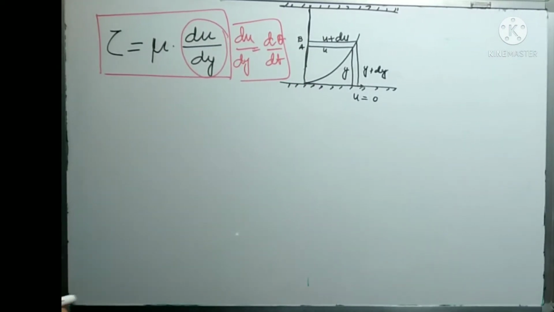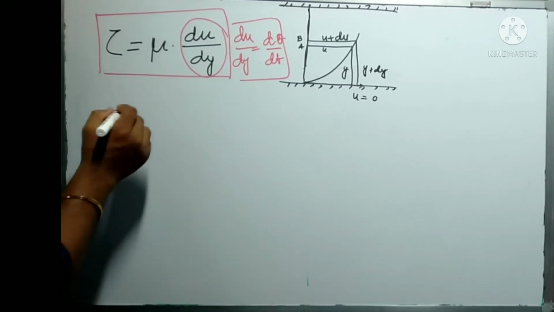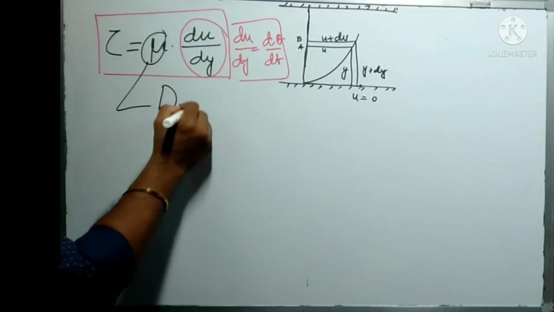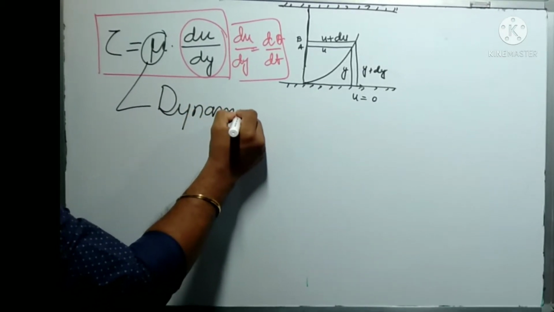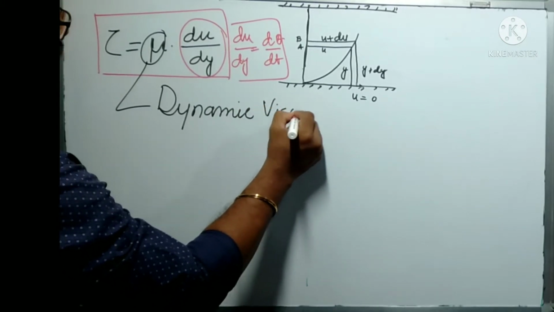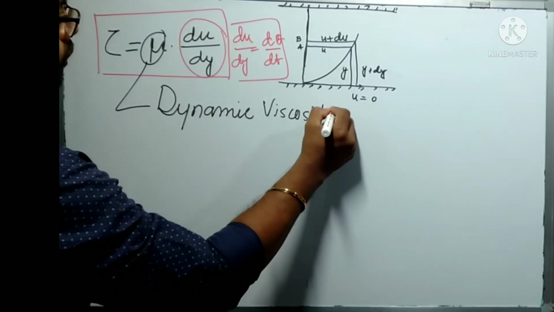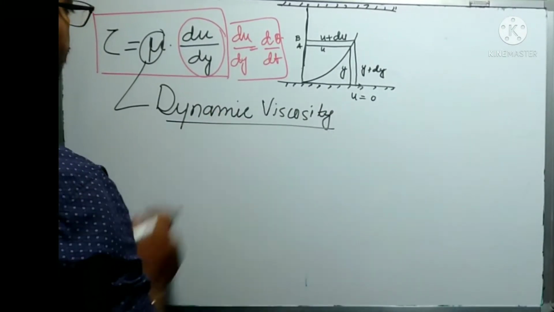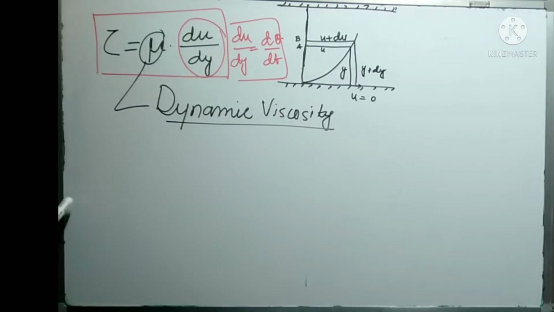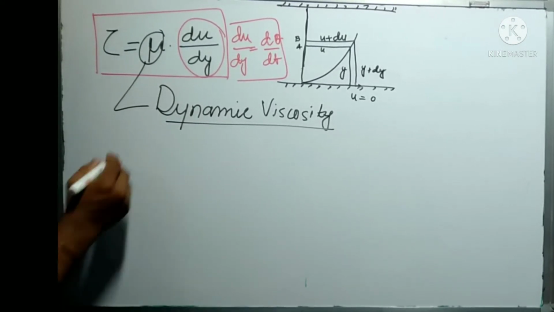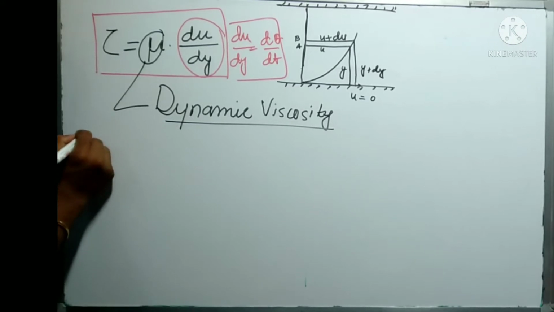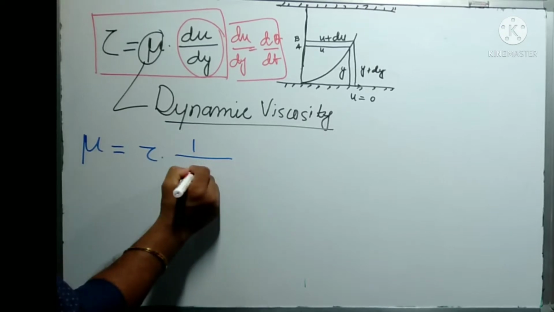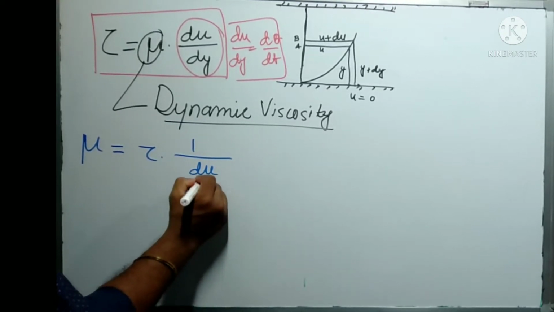Now we have to find out the units of dynamic viscosity. As we know, this mu is known as dynamic viscosity or absolute viscosity. We have to find out the units of this dynamic viscosity. So, from this equation we can write mu is equal to tau into 1 by del u by del y.